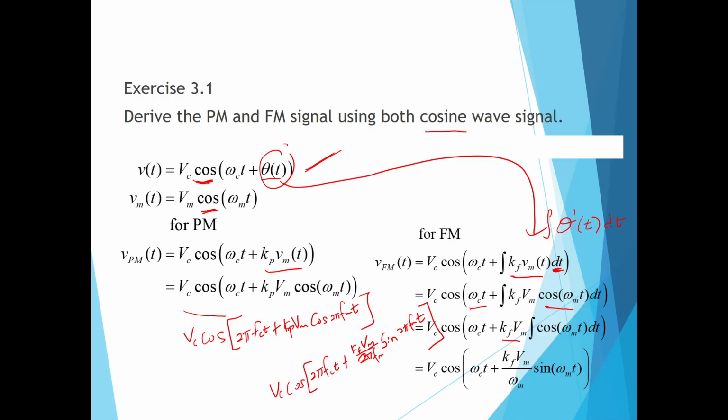In the previous exam we also asked the students to define the complete equation of FM and PM. It has been asked in the exam.